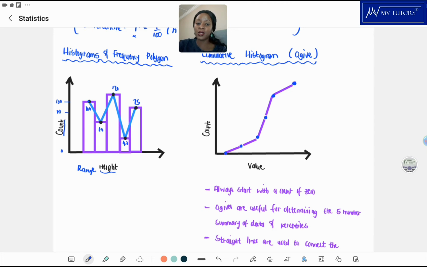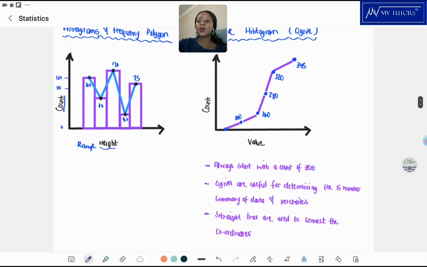So we know the first value is 100, and then you keep adding to it. You're going to add 60, so this value would now be 160. Then we add 120 to it, so that would be 280. Now we add 40 to it, so that will be 320. And then we add 75 to it, so that will be 395. So it's cumulative. You keep adding as you go along. You would have to start first with your histogram, and then start adding the values because it's cumulative. Okay, so what does an ogive do?